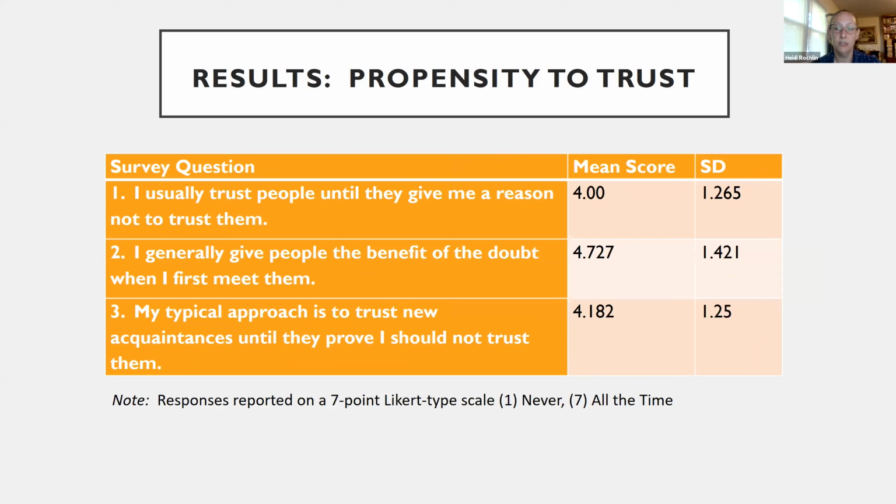Finally, the propensity to trust scale was included in this study so that I could begin to analyze any correlation that might exist between a participant's propensity to trust and the other study variables. But it was not specifically tied to any of my research questions. The results are shown here.